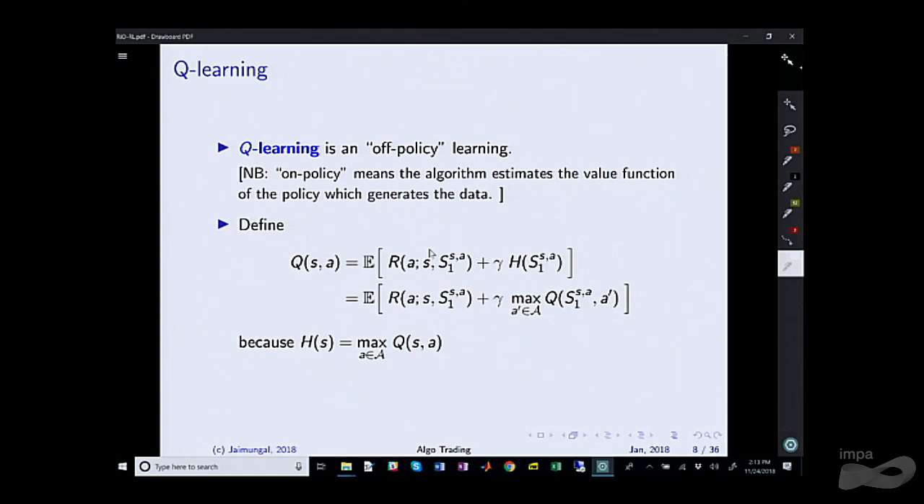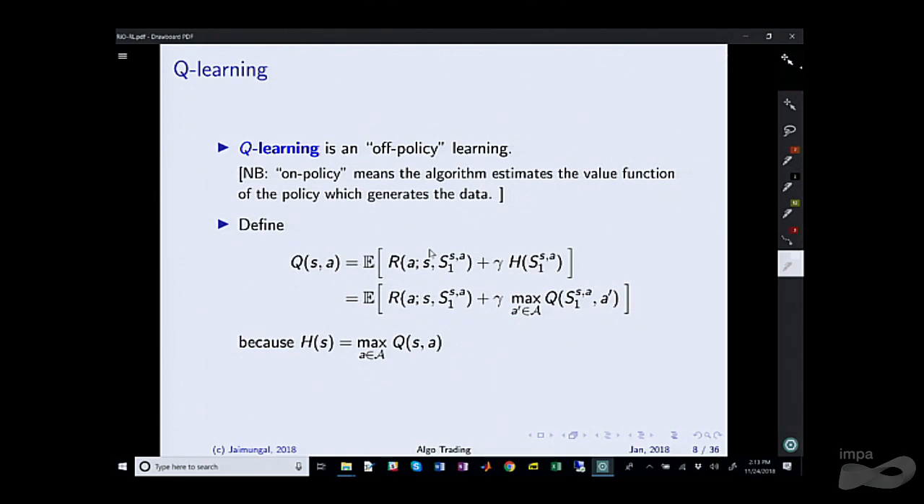Now, if you replace H, you realize that actually the value function is just the maximum of the Q over A. Then I can also write this as a recursion for Q, or I can write this as a Bellman-like equation for Q. That's the second line. Okay, are we okay? I know that if you've never seen this Q learning thing before, sometimes it's not difficult. It's pretty easy math, but sometimes tricky to wrap your mind around.